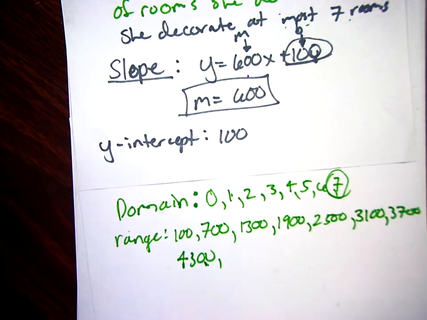Now looking at this domain and range, would you say this is a discrete or a continuous example? I'm going to say discrete. Make sure you write that it is discrete down in your notes because that is also a key feature.